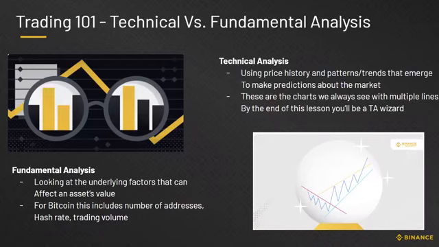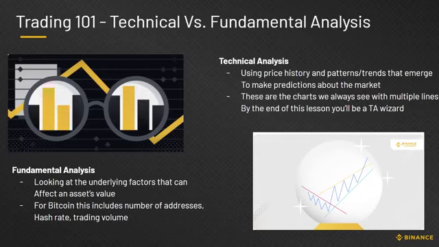Okay, now let's look at analysis. We look at technical and fundamental analysis. The first is fundamental analysis, looking at the underlying factors that can affect an asset, thinking of it as a digital asset. For Bitcoin, this may include number of addresses, hash rate, and trading volumes. How many people are using these crypto coins? Which exchanges is this crypto coin on?